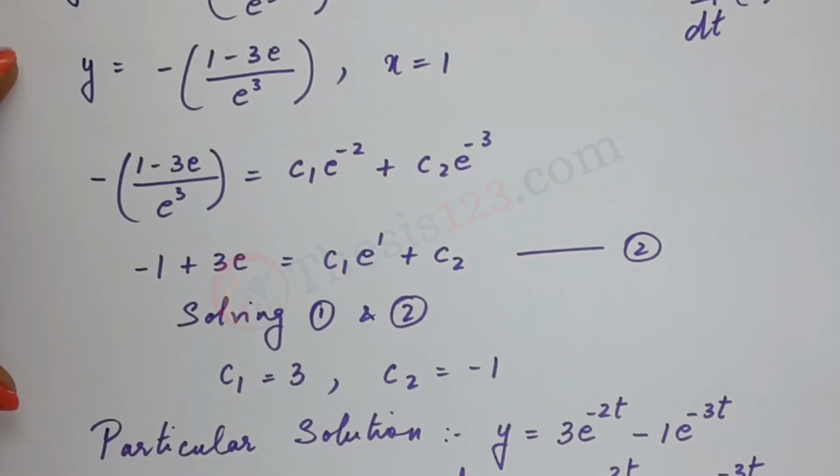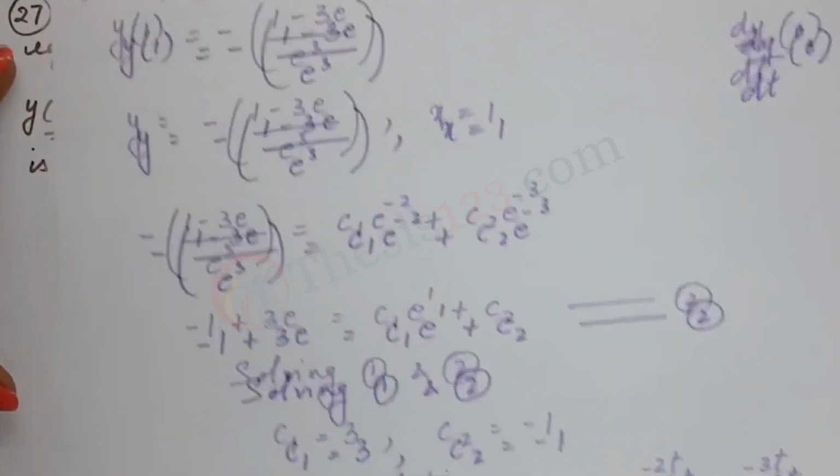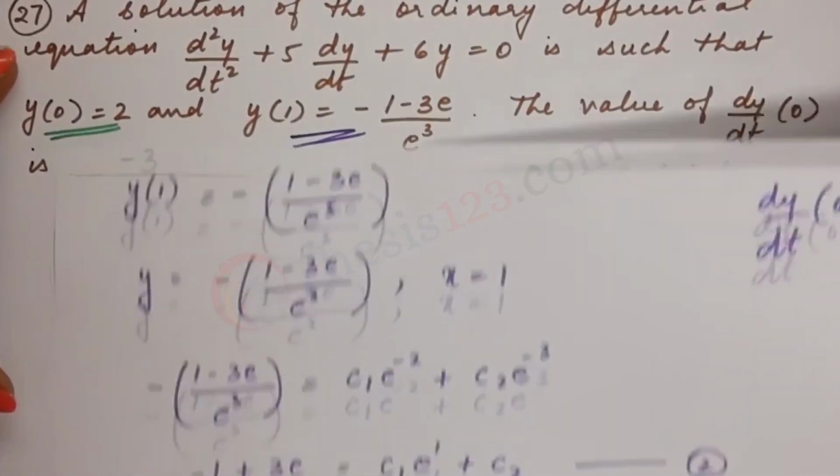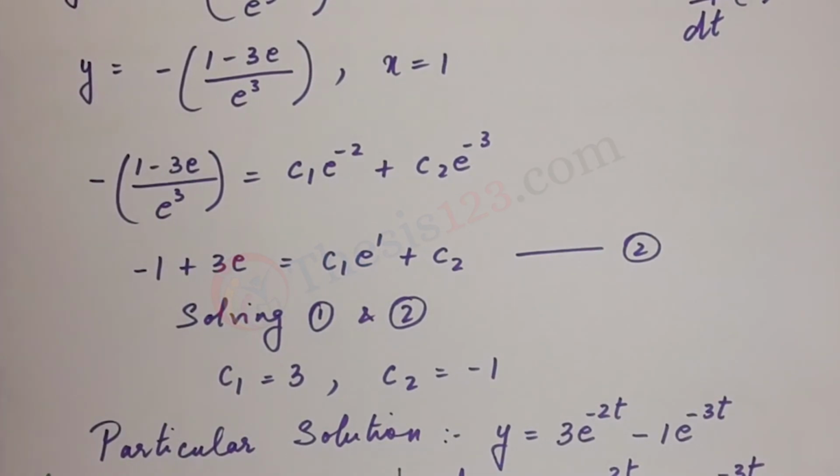Next, let's substitute t = 0. When we substitute t = 0, we will get -6 + 3. So dy/dt at 0 would become -6 + 3, which is -3. So the final answer here is -3. Since it's not a multiple choice, we just enter -3. This is the entire solution, and I hope it has helped.